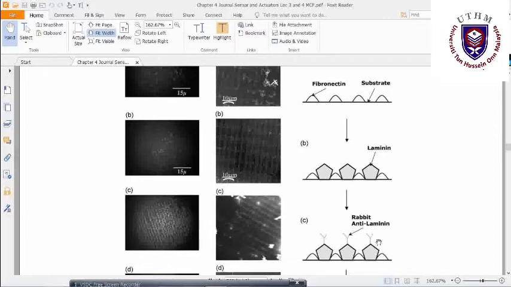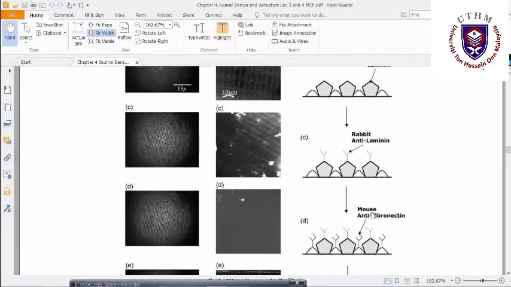So next, followed by laminin, it is then amplified with anti-laminin. Anti-laminin means rabbit antibodies, an antibody to the laminin. So the antibody will definitely find the laminin and bind specifically to it. It will not go to the fibronectin. Therefore, you can see the patterns become much more visible.